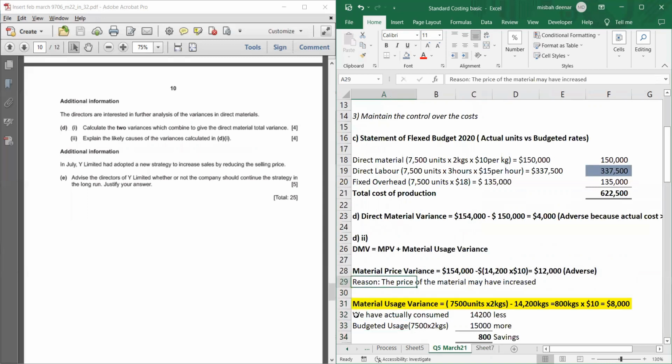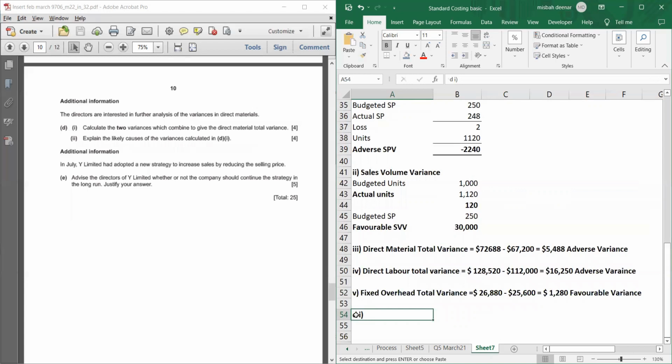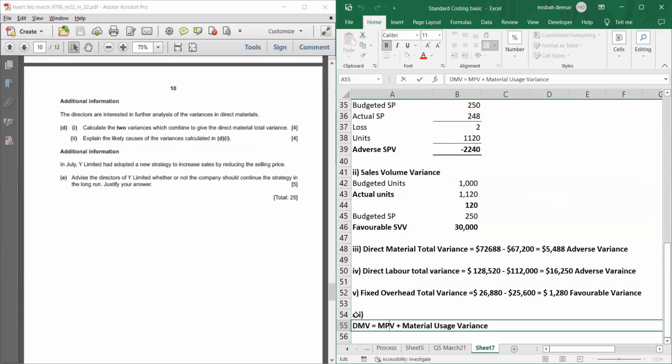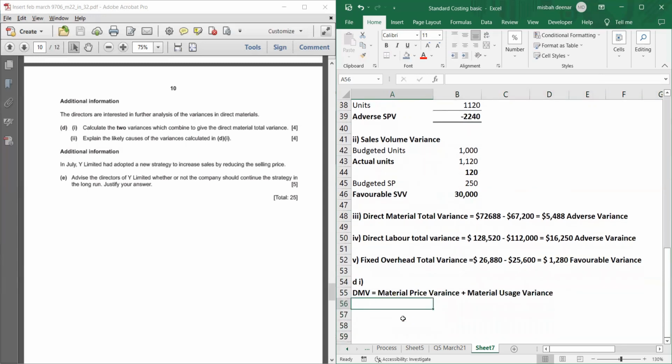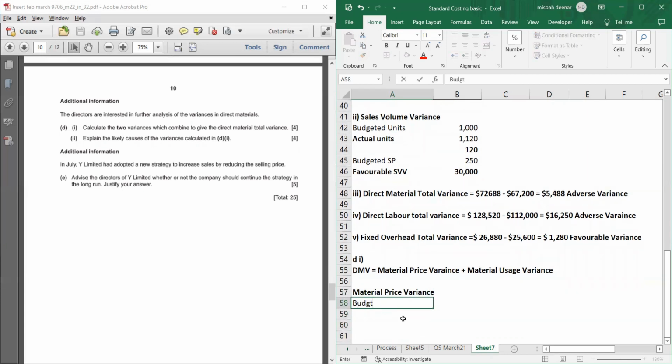So as we have seen here, the direct material variance is material price variance plus material usage variance. So material price variance. For that, we need the budgeted price and the actual price. So here, if you see the data, we have to calculate the number of standard usage per unit.